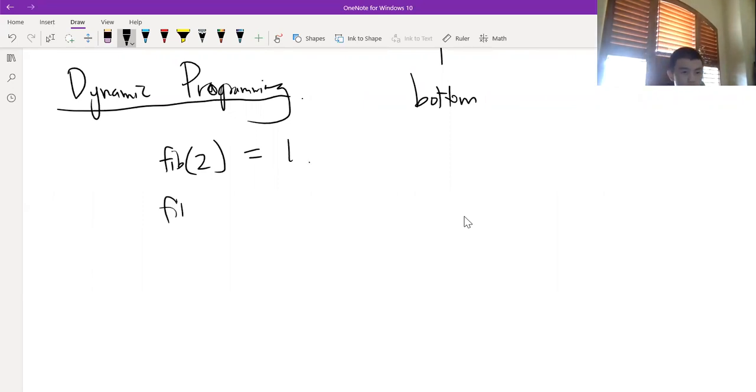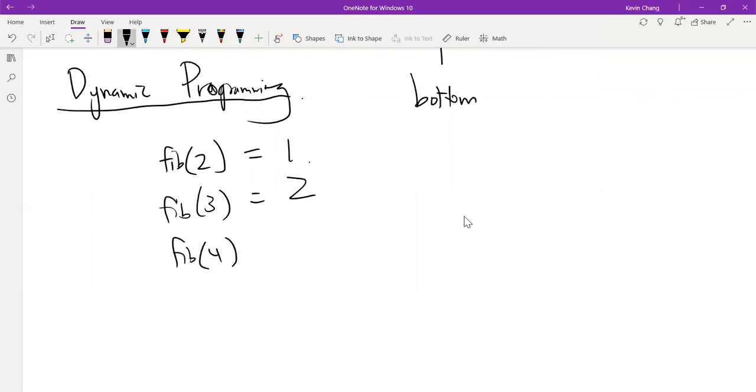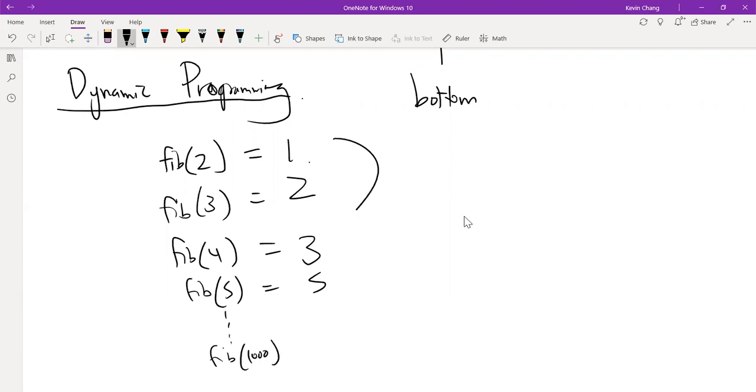Now, let's calculate what fib of 3 is. That's just fib of 1 plus fib of 2. And that way, we know that that's just 2. And then fib of 4. By calculating in this order, we don't need to over-calculate different items. We can just calculate, for example, fib of 4 once. All we're doing is calculating fib of 3 plus fib of 2. No need to branch it off. So now we just keep doing this over and over until we get to fib of 1000. In this case, how many things did we take?